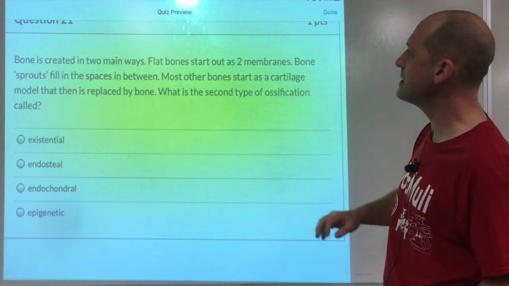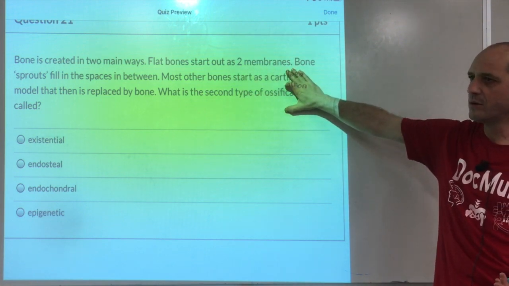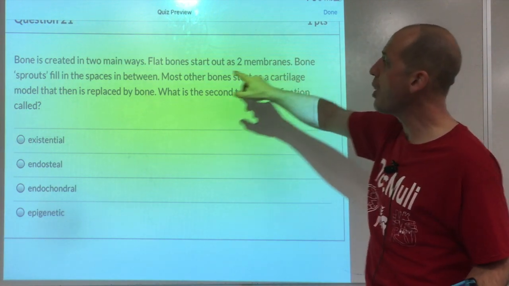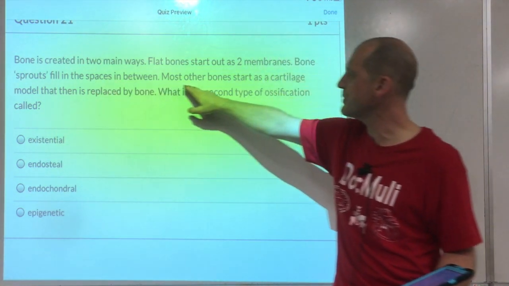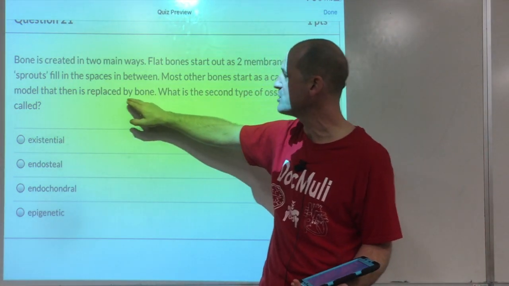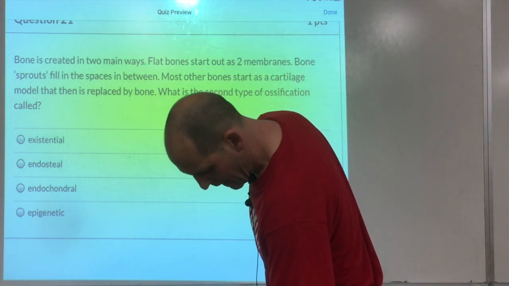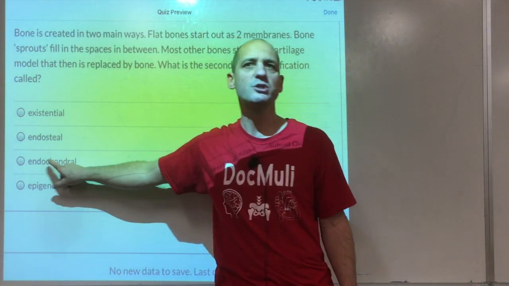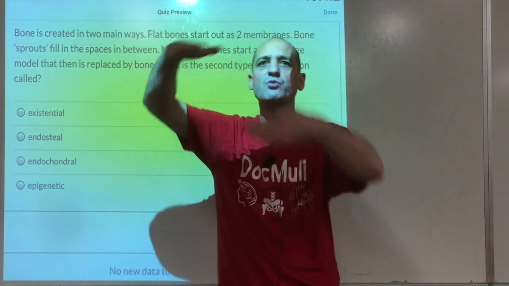Bone is created in two main ways. Flat bones start out of two membranes. You think of the skull as a flat bone. Bone sprouts, so to speak, fill in spaces in between them. Most other bones start as a cartilage model and then are replaced by bone. What is that type called? Endochondral. Endo means inside, chondro means cartilage. It starts inside the cartilage. Intramembranous starts in between two membranes.